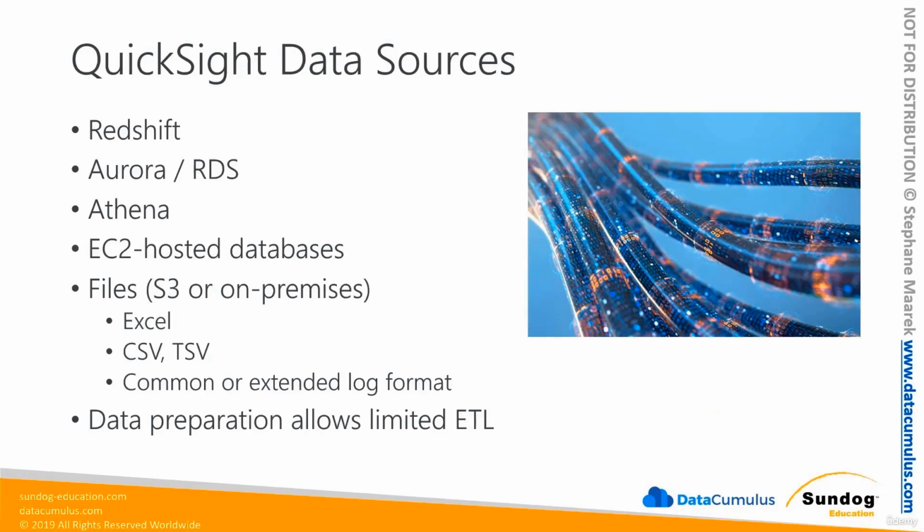QuickSight can sit on top of several different data sources, including Redshift. Also, it can sit on top of Aurora or RDS, and Athena as well. Also, any EC2 hosted databases that can communicate through JDBC or ODBC. And also, it can communicate directly with files stored on S3 or on your on-premises systems as well.